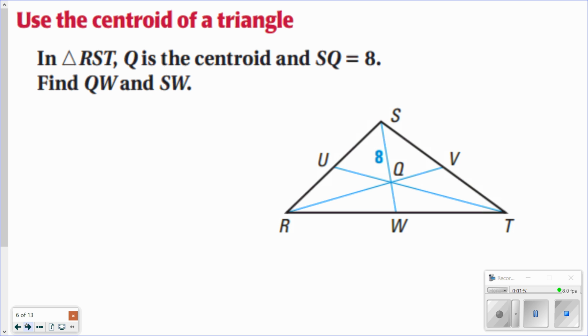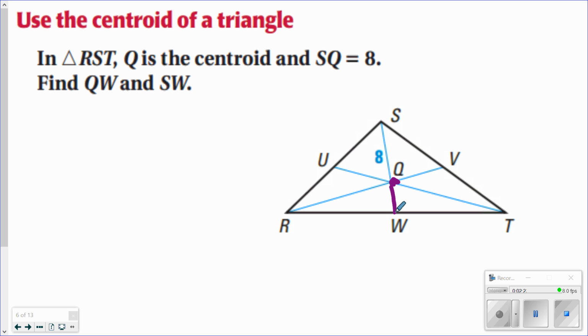All right, so let's kind of put that together. What do you mean it's equal to 2/3 of a segment? Well, in triangle RST, Q is the centroid, so let's mark that. And SQ is equal to 8. We want to find QW and SW. Let's start with QW right here.